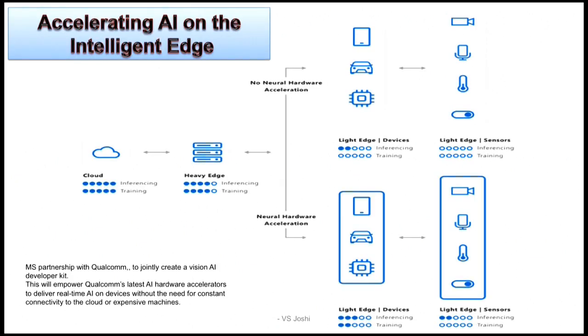This is what companies like Microsoft and Qualcomm are doing. This is the Microsoft partnership with Qualcomm, where they jointly created a Vision API developer kit. Qualcomm is famous for its chipsets, and Microsoft is working with Azure and IoT Edge. Together they provide a kit to developers by which AI in the cloud and inferencing at the edge are both possible. The chip empowers the latest Qualcomm AI hardware accelerators to deliver real-time AI.